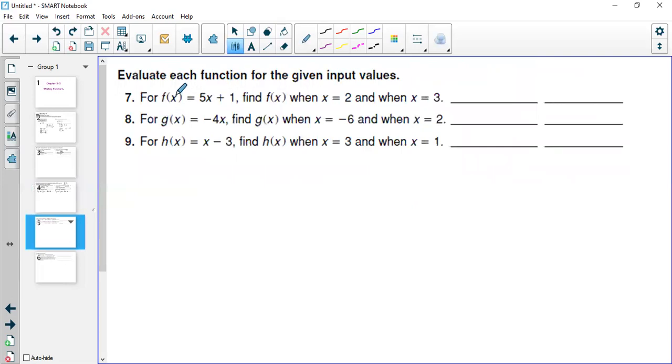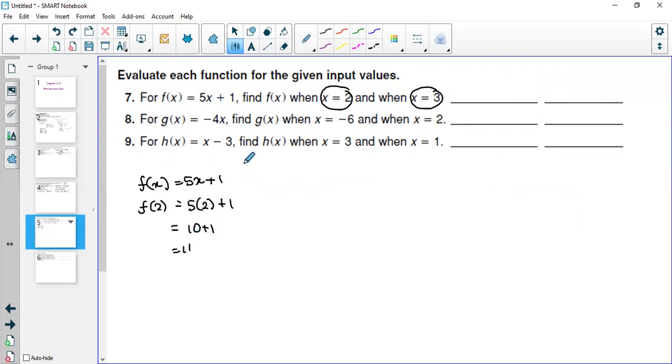Now these are super easy questions where you just need to substitute the values which they have given in place of x. But you have to solve each function 2 times. That's what is important here. So evaluate each function for the given input values. The first one is f of x equals 5x plus 1, and they have given us 2 values for x. x is 2 and x is equal to 3. So once we will solve with x equal to 2, and then we will solve it with x equal to 3.